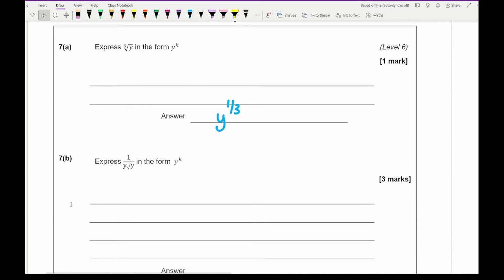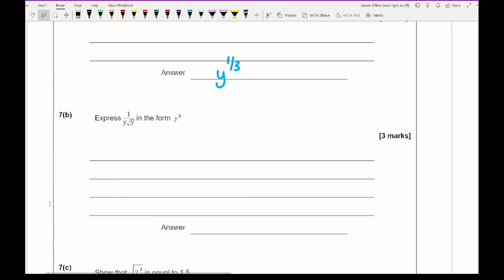7b is then asking me, notice how now we're getting into higher, to express 1 over y times the square root of y in the form of y to the power of k. Now, obviously, because I've got 1 over, that means I'm going to end up with a minus k. So let me just write that first. So y to the power of minus k is going to equal y lots of root y.